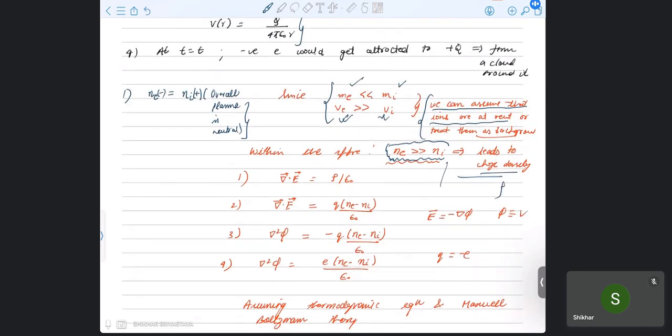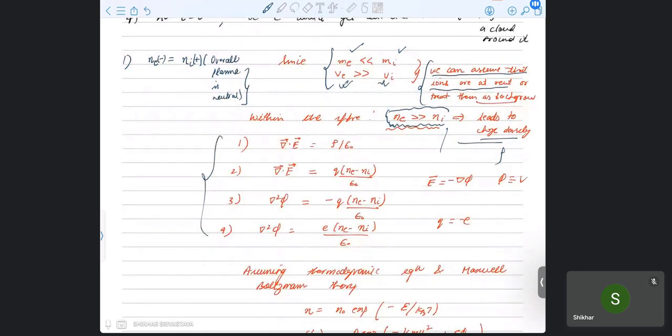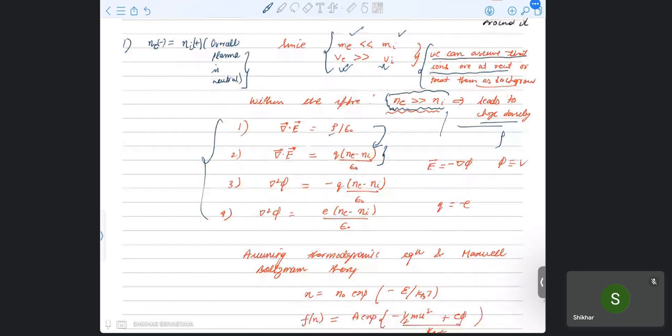Now we know these equations from Maxwell's equations. We know that the divergence of the electric field is given by rho by epsilon naught. Now rho is the charge density, which can be further written as q, that is charge, times the number density, that is the number of electrons minus the number of ions per unit volume, and that in turn will give you the charge density. So we can just write this equation like this. This is within the Debye sphere.